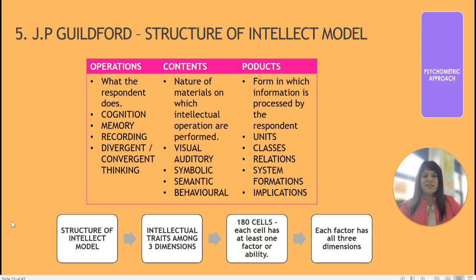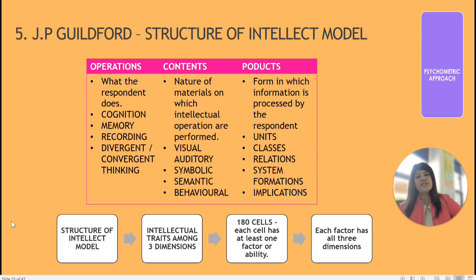Last off for today's lesson, we have got J.P. Guilford's structure of intellect model. So this structure of intellect model is almost like a Rubik's Cube. Have you guys seen that Rubik's Cube? It's got so many sides, but this one by J.P. Guilford has got 3 sides only. It talks about what it is that we do to produce an output.